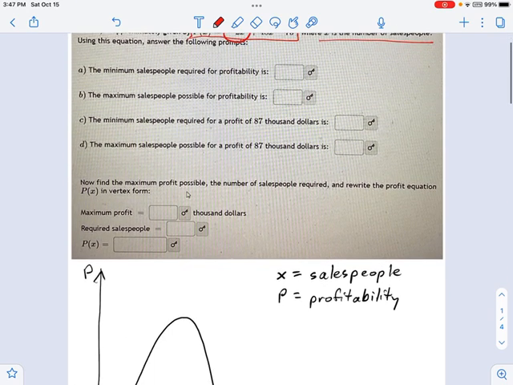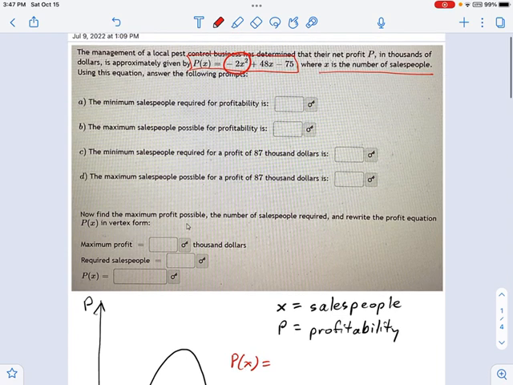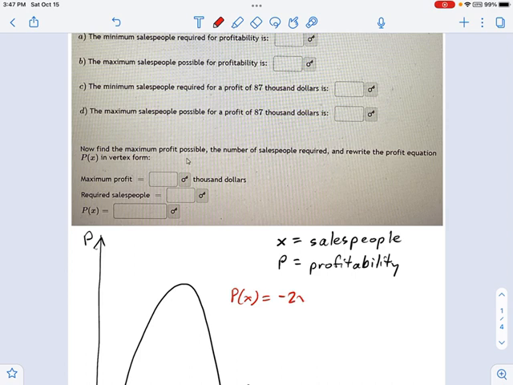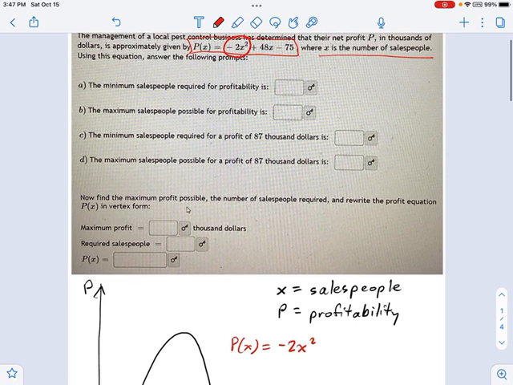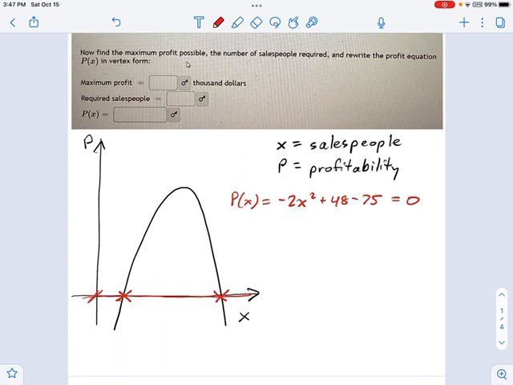So let's take that equation. P of x equals negative 2x squared plus 48x minus 75. And now we're going to turn that into a profitability equation by setting it equal to 0. And you see if I'm to the left here, then the business is not going to be profitable.